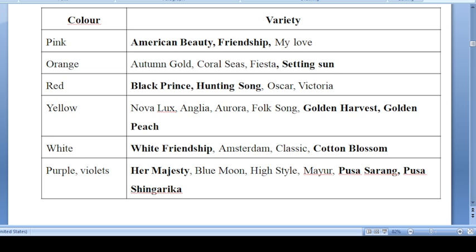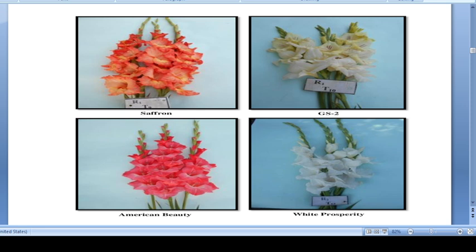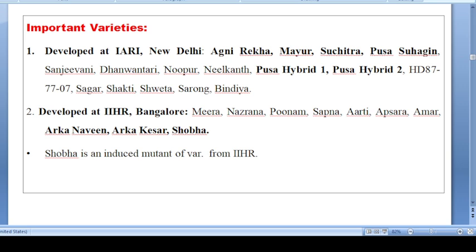Purple or violet color, we can see some varieties like Pusa Shingarika. This is the recent one. Mayur, Sarang, Her Majesty. So these are some of the varieties under Gladiolus. You can see here Saffron and GS2, American Beauty, White Prosperity. These are the two commercially cultivated ones, American Beauty and White Prosperity, and till today they have a lot of demand even in the export market.